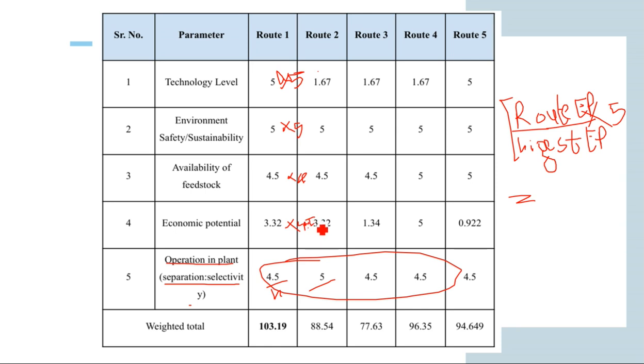4.5 for availability of feedstock and economic potential, and 4 for the operation in plant. You will see the scores for each of the routes. So from this, it is very clear. Route 1 has the highest weighted total. So we are going to select route 1 as our route.